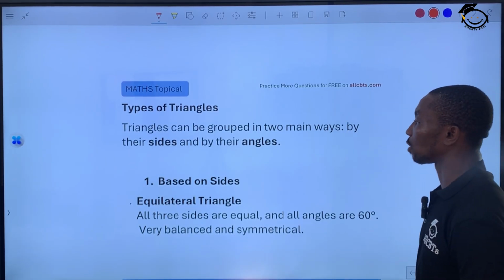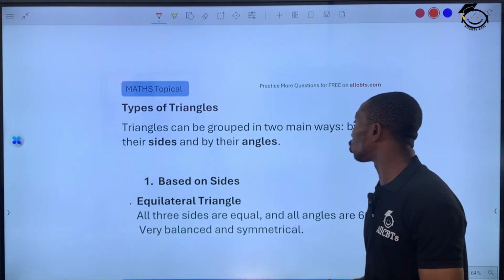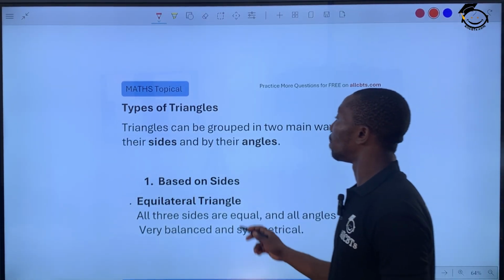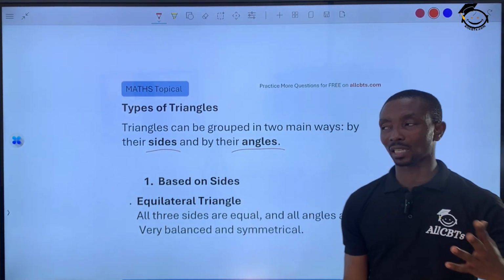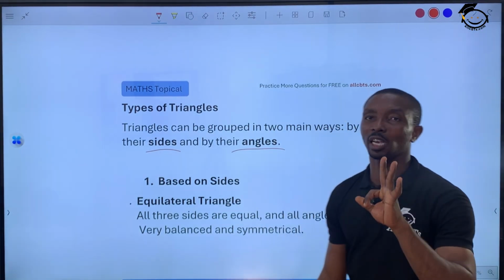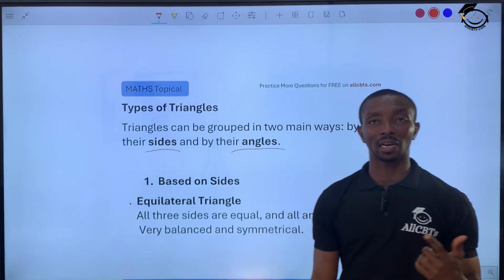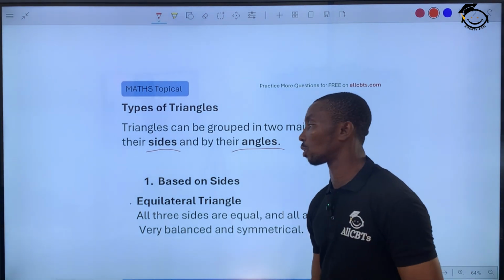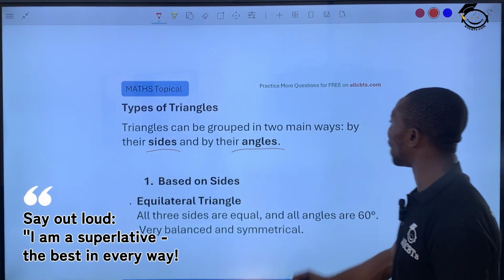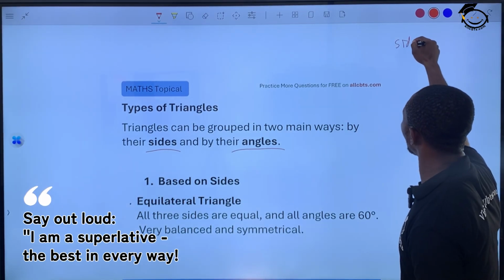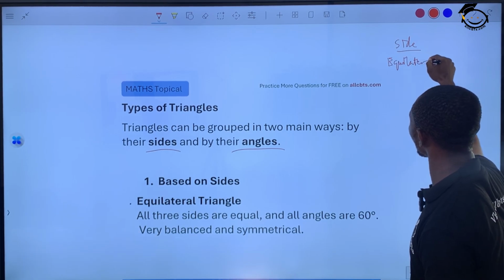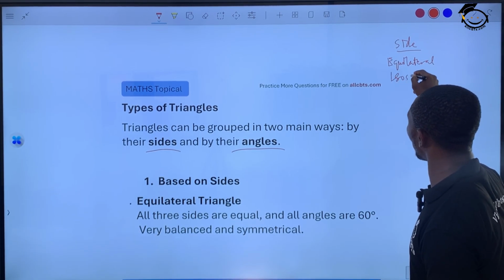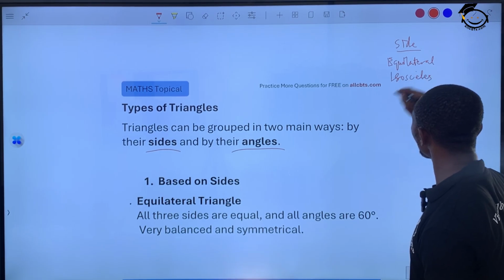Now, types of triangles. Triangles can be grouped in two main ways: by their sides and by their angles. Alright, if we look at their sides, we have three main types of triangles, and if we look at their angles, we also have three main types. Now, by the length of their sides, we have the equilateral triangle, the isosceles triangle, and the scalene triangle.